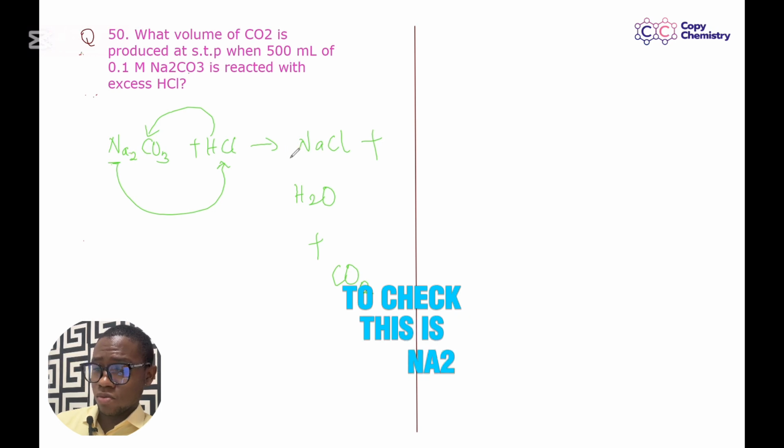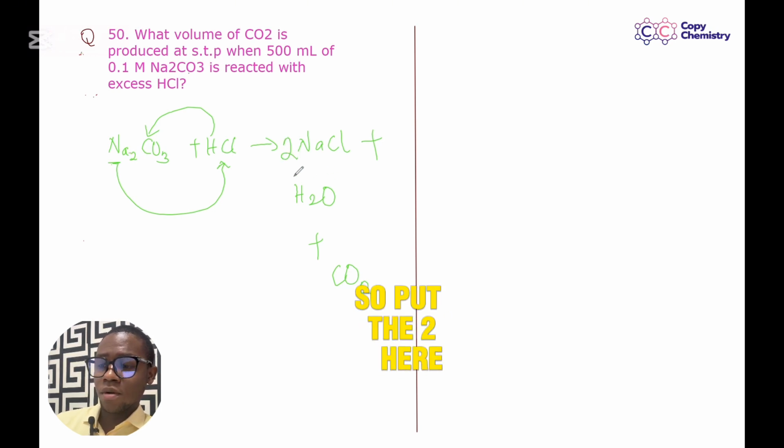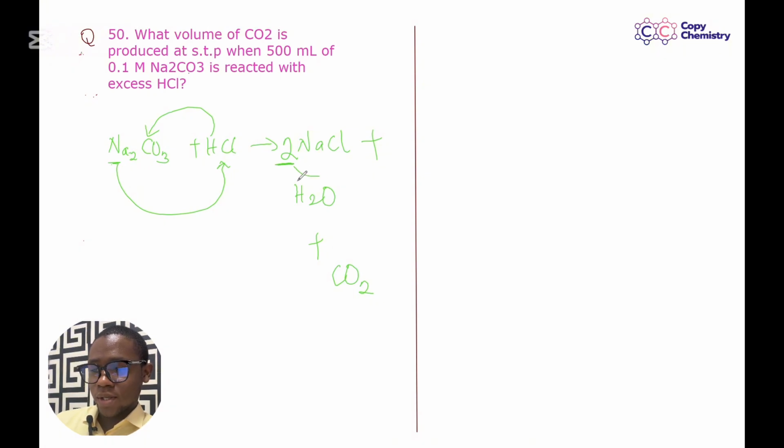This is Na2, so put a 2 here to balance the Na. Then the 2 you've put here now has created a problem. Has made our Cl2, so we have to place a 2 in front of the HCl as well. So that should help us salvage the situation. Is it looking nice? Yeah, it is. Every other thing is balanced. So this is our equation.